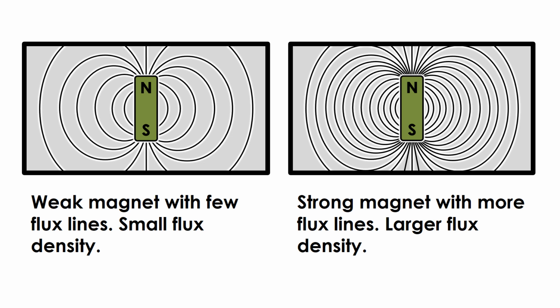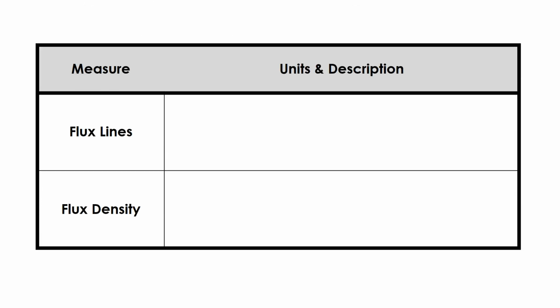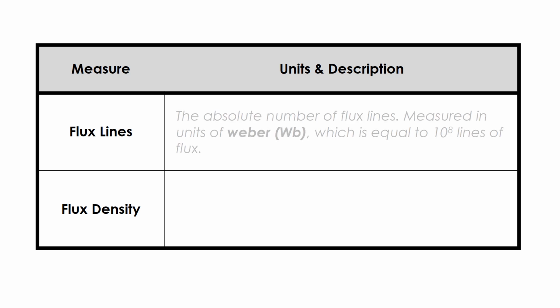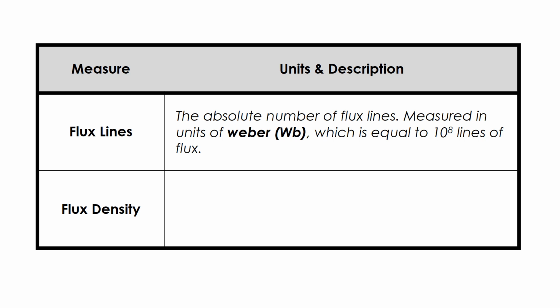So how do we measure magnetism? Everything has to have units. We can measure magnetism in terms of flux lines, but we can also measure it as the flux density. The measurement flux lines is described like this. It's the absolute number of flux lines. It's measured in units of Weber, which is equal to 10 to the 8th lines of flux. So if we just want to know the absolute number of flux lines created by a magnetic field, we describe it in units of Weber.